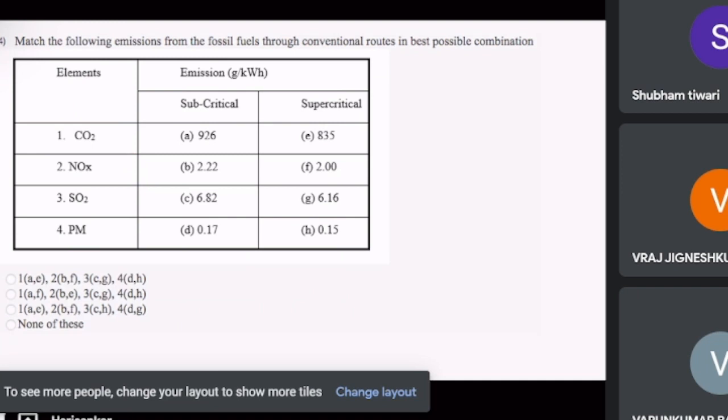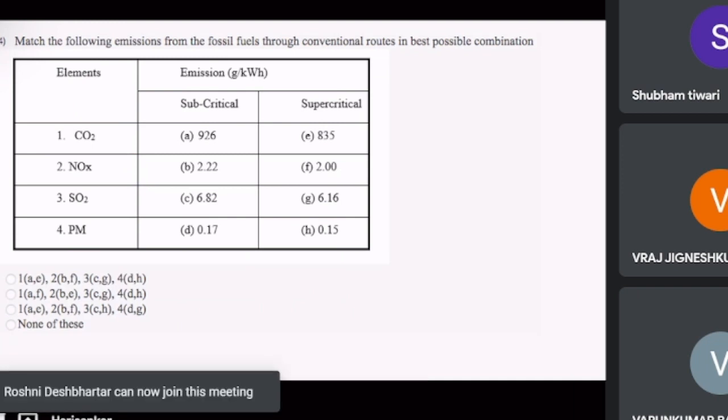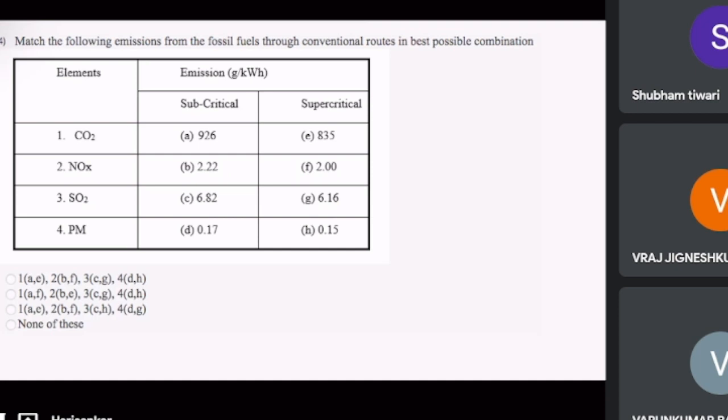Okay. So this is just from the previous table that we just saw. Just match the following with the correct values. I think I should be able to remember this pretty easily. Any guess?